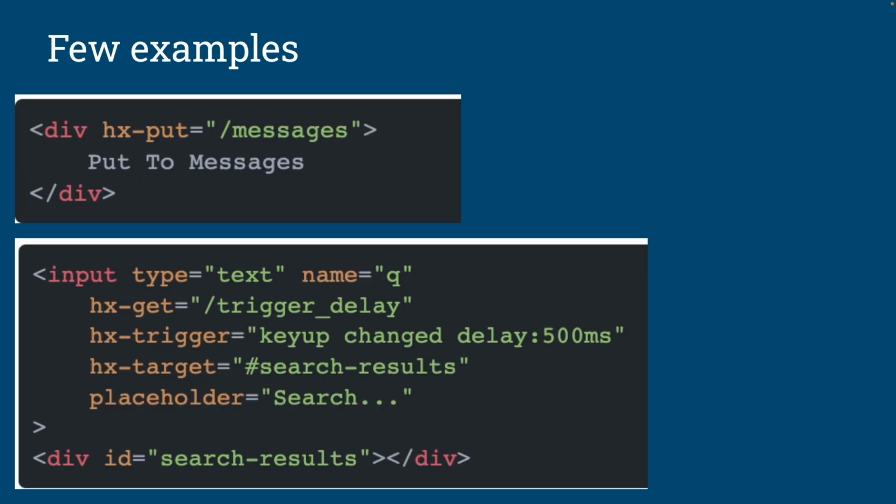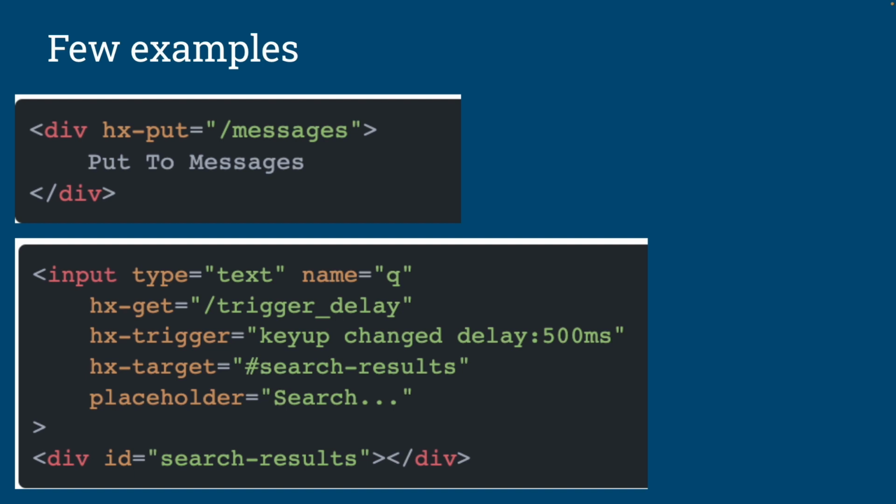Here are a few examples of using HTMX. You can simply see the attributes of HTMX in the first example, which is hx-put. I have explained before that not only GET and POST, but you can also use PUT and DELETE and PATCH as well. In the second example, you are seeing hx-get, hx-trigger, hx-target.